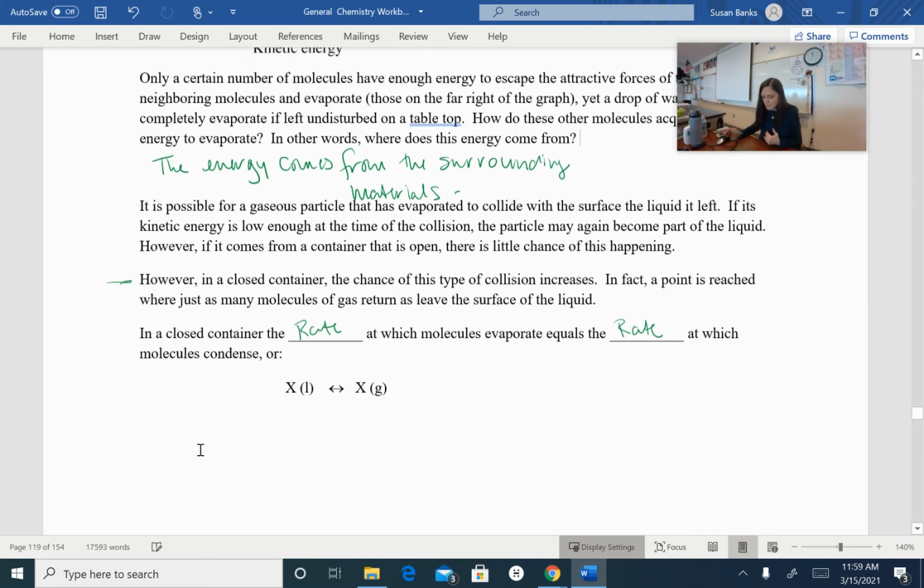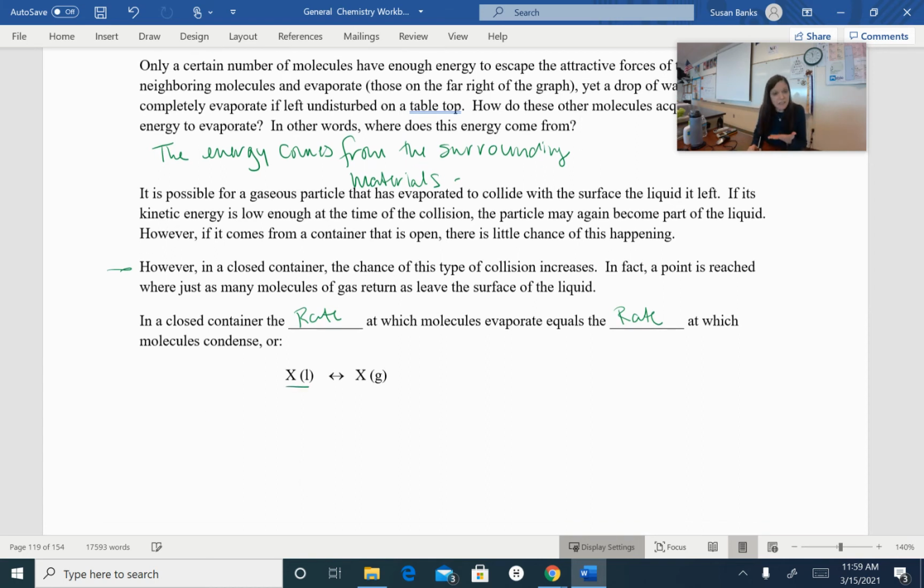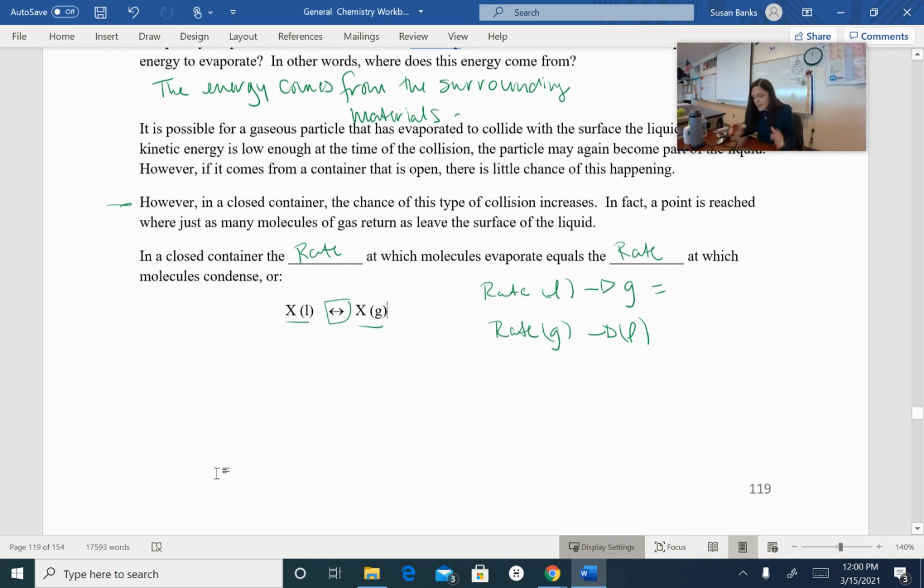So in other words, if I have this reaction where X liquid goes to X gas, notice I have an arrow going back and forth. The rate of the liquid going to the gas is equal to the rate of the gas going to the liquid. And that's why things stay when they're bottled up. That is what we call equilibrium.